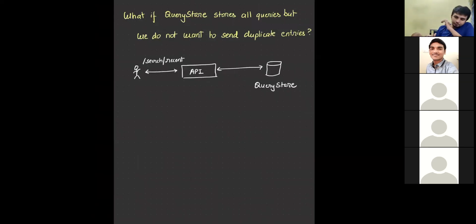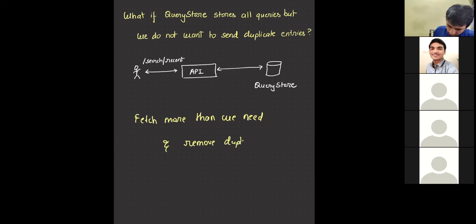Now, if we don't want to send duplicates, this is what we have discussed: we fetch more than we need and remove duplicates. Depending on the threshold of tolerance, you would pick as many as 3x, 4x, 5x, because your query store will also need to handle that much load.